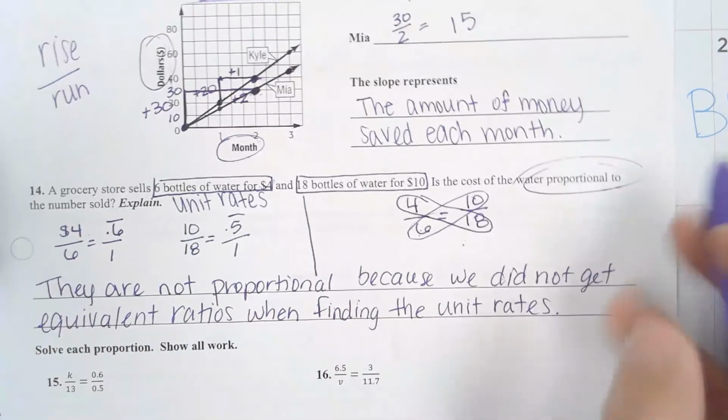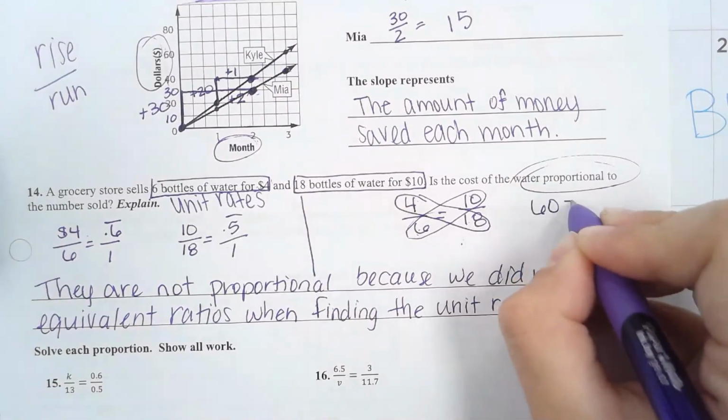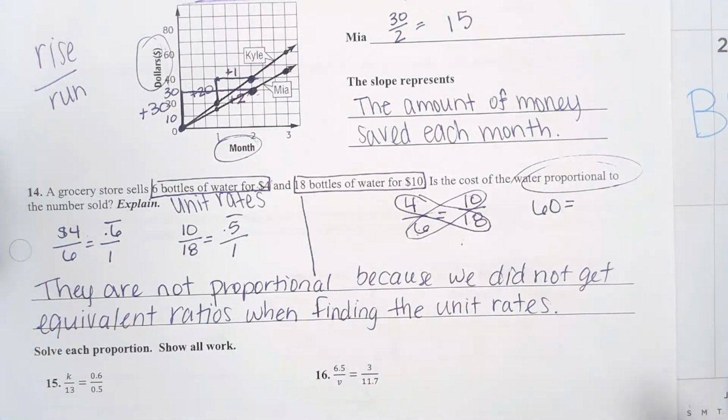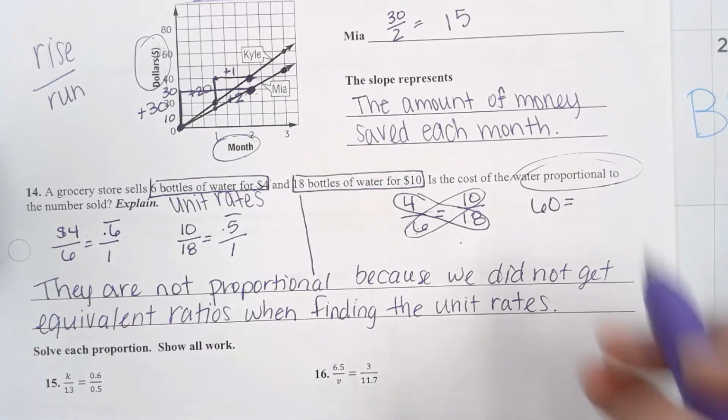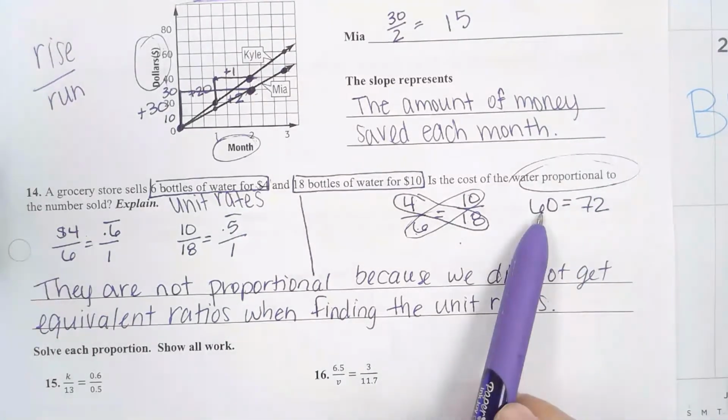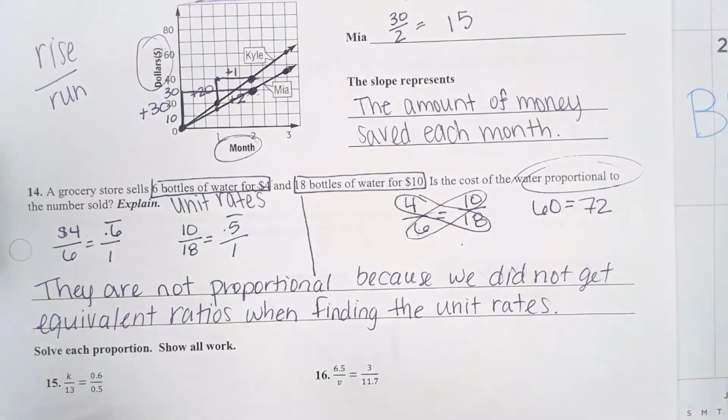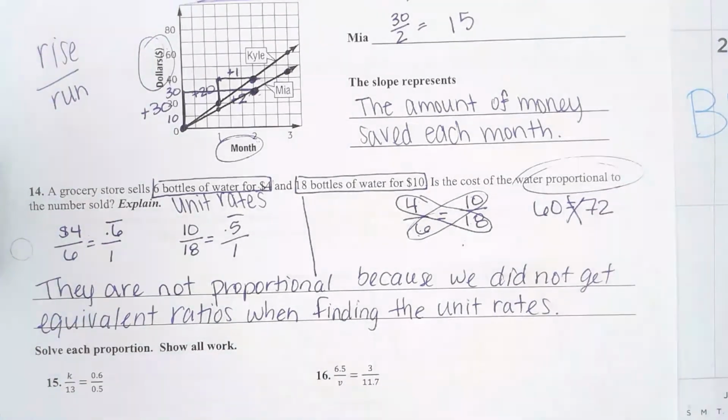So like if I were to take 6 times 10, that gives me 60. And then if I were to take 18 times 4, that gives me 72. So does 60 equal 72? It does not. So that is another way that you guys can tell if these are proportional or not.